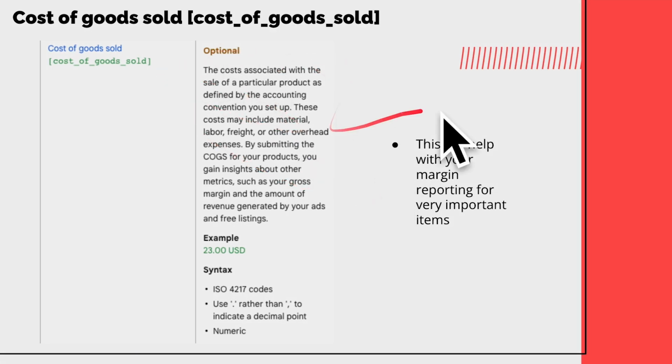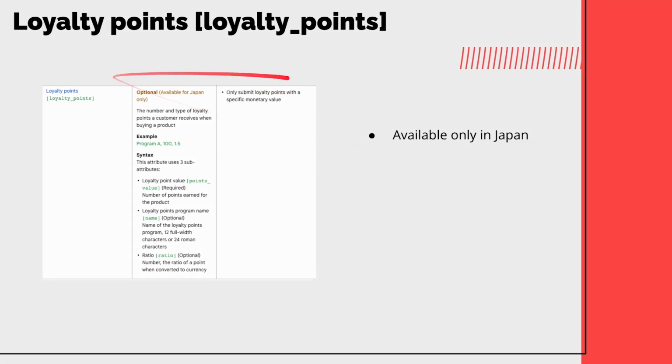Next, cost of goods sold. So this is more internal for you. So you can see if your margins are profitable on different products, so that when you're adding custom labels, you can also put the right targets on your Google ads so you're not burning money. Then loyalty points is available only in Japan, to essentially get people to build more loyalty with your brand and not just shop around with competitors.